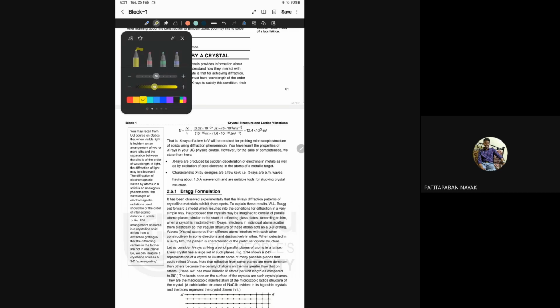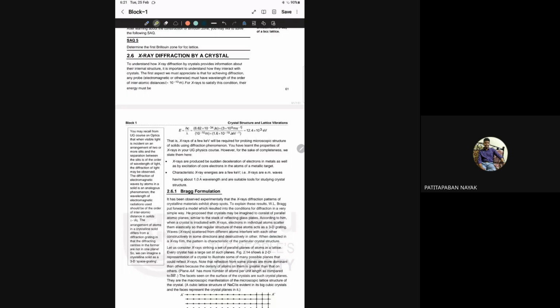To understand how X-ray diffraction by crystals provides information about their band structure, it is important to understand how they interact with the crystal. That is very much true. So crystals diffract X-rays, and that diffraction provides information about the internal structure of the crystal.